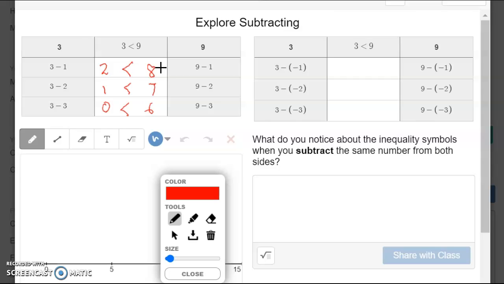What if we subtract a negative number? Okay, 3 minus negative 1 is the same as 3 plus 1. That's 4. 9 minus negative 1 is the same as 9 plus 1. That's 10. Again, the inequality opens to the right. 3 minus negative 2 is like adding 2. And 9 minus negative 2 is like adding 2, so that's 11. And the inequality opens to the right. So when we subtract a positive or negative number, it does not matter, the inequality stays the same.